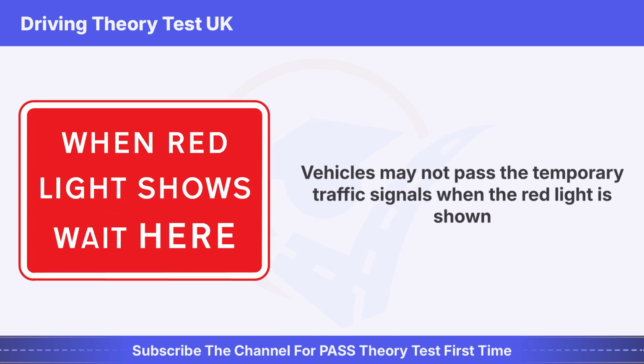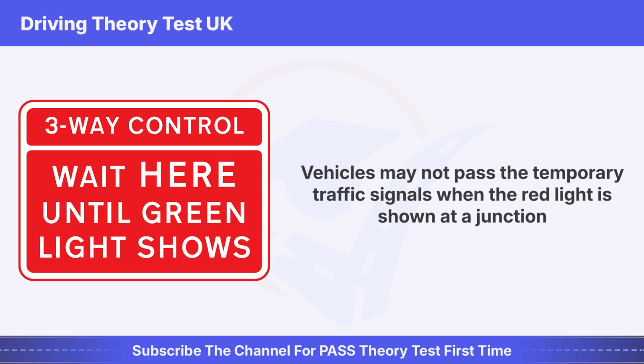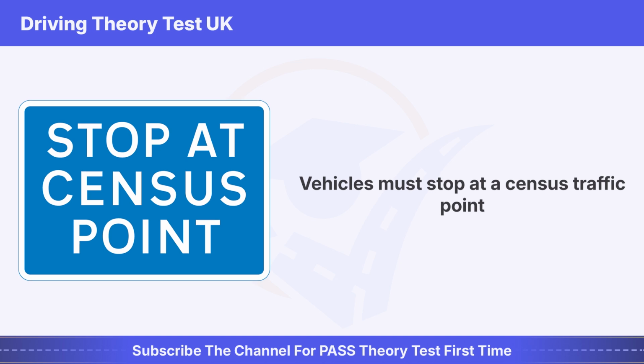Vehicles may not pass the temporary traffic signals when the red light is shown. Vehicles may not pass the temporary traffic signals when the red light is shown at a junction. Vehicles must stop at a census traffic point.